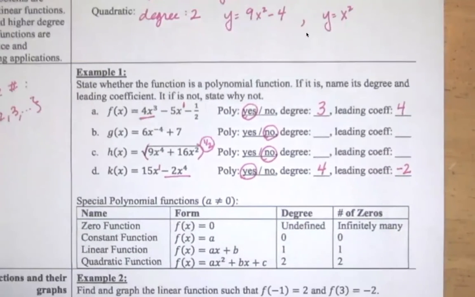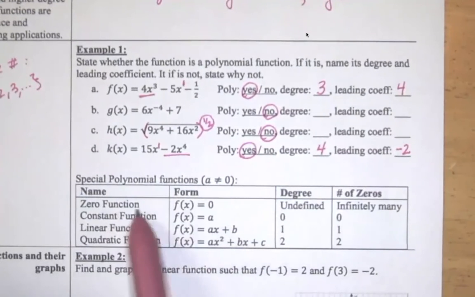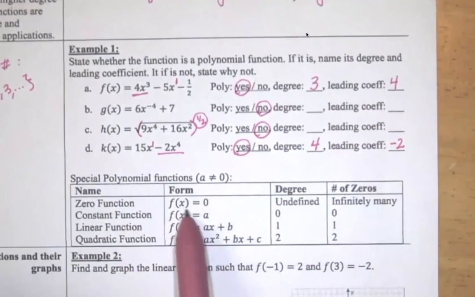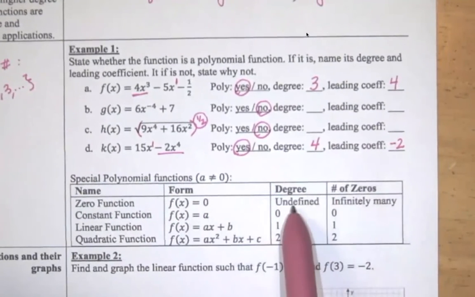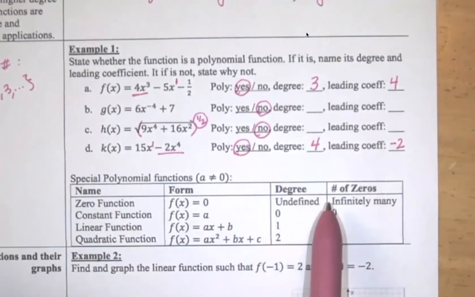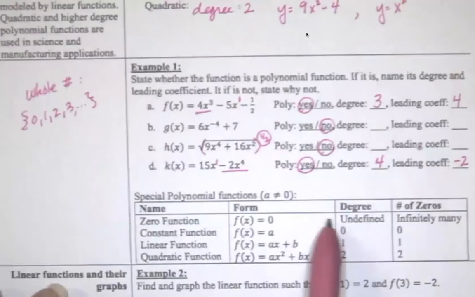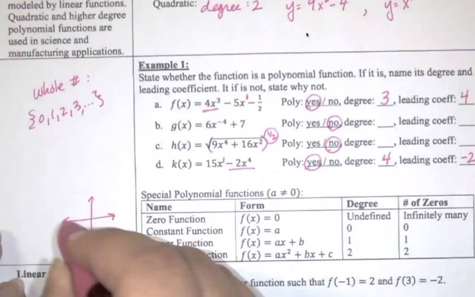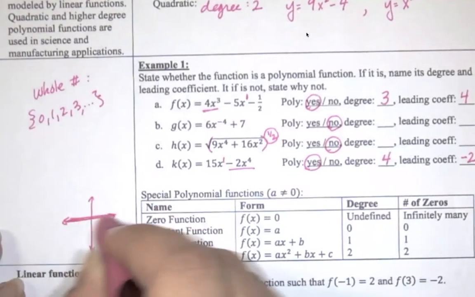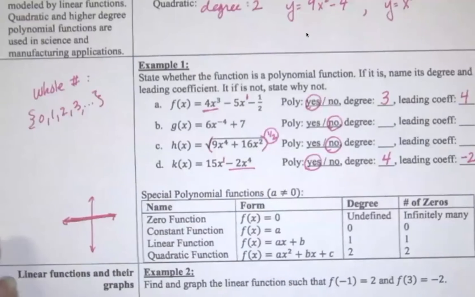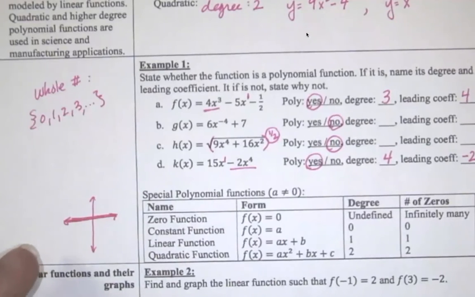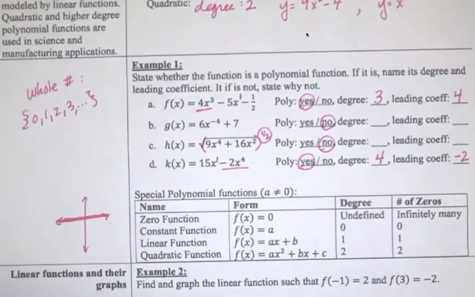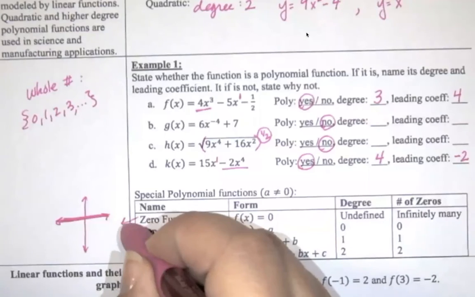When we're classifying our polynomials, we do have the 0 function. We have to be careful whenever we have y equals 0, because the degree is actually undefined. And if we think about that, the degree for a horizontal line that is on the x-axis is going to have infinitely many points that intersect the x-axis, infinitely many zeros. And that's what causes the degree to be undefined. So we just have to be careful about that 0 function.